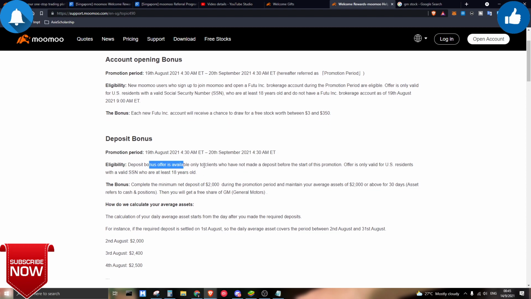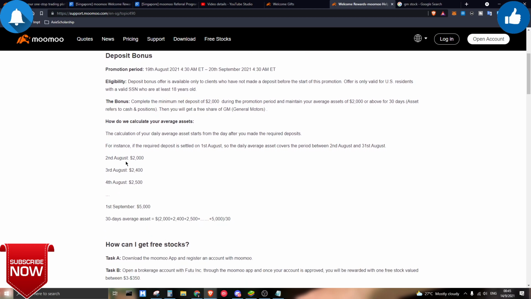And after that from there, it's very simple to unlock this over here. Simple to say, just deposit. Basically this over here will need to involve some money, so therefore you need to have at least 2,000 US dollars, and after that from there you will need to complete a minimum deposit of 2,000 during the time period and maintain your average assets of $2,000 or above for 30 days. And after that, assets refers to cash position. So over here then you will get a free GM stock. So over here it's very simple.